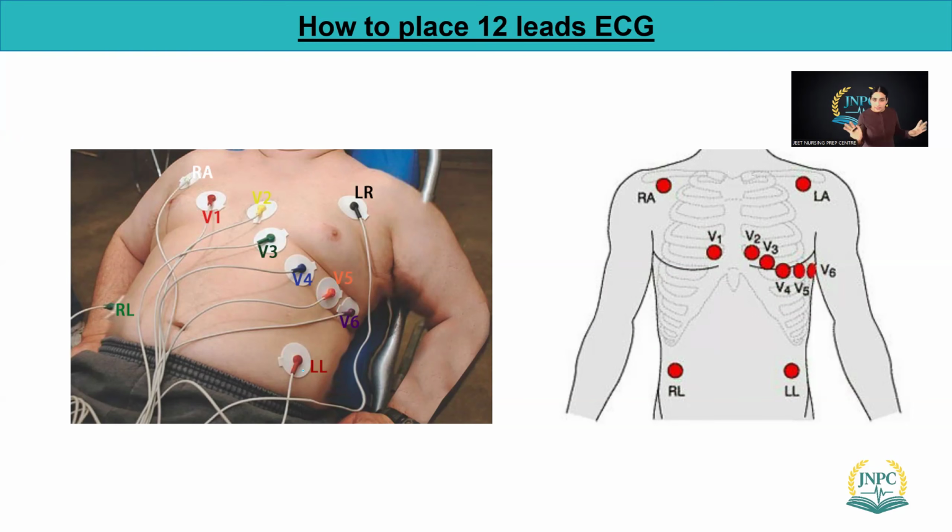So 4 limbs, and now these leads are super important. So we have 2. So from here, we can actually see the anatomy. So here is the rule.